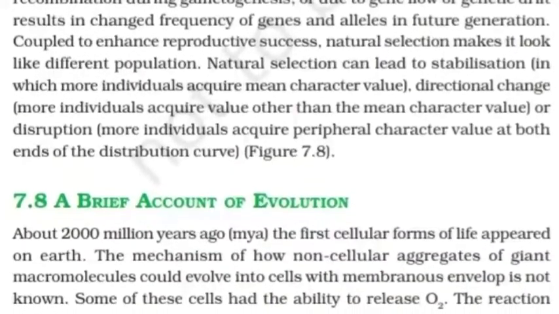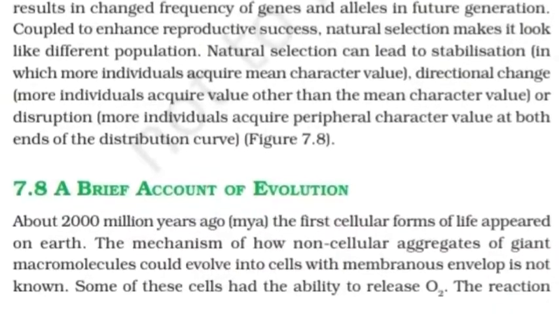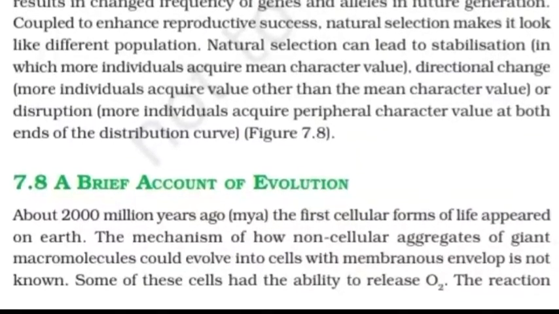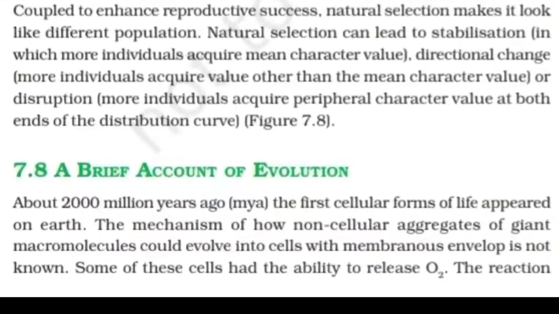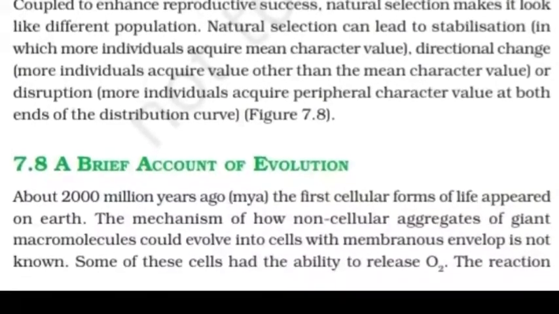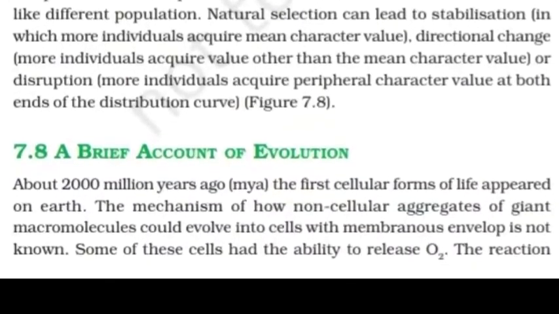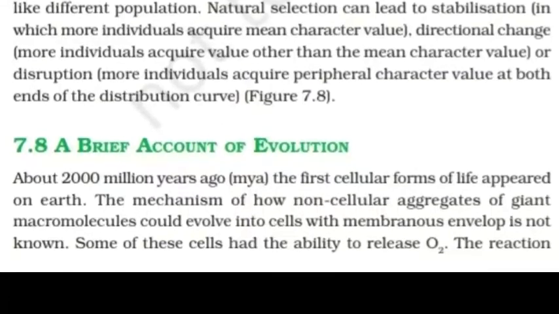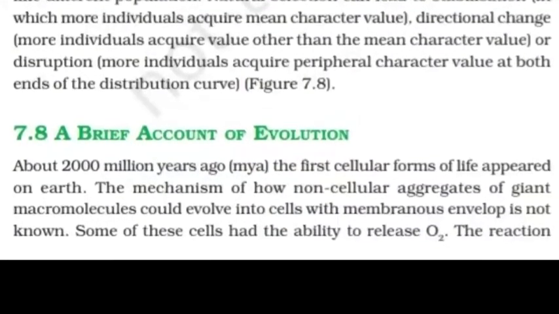A brief account of evolution. About 2000 million years ago, the first cellular forms of life appeared on Earth. The mechanism of how non-cellular aggregates of giant macromolecules would evolve into a cell with a membranous envelope is not known. Some of these cells had the ability to release oxygen.